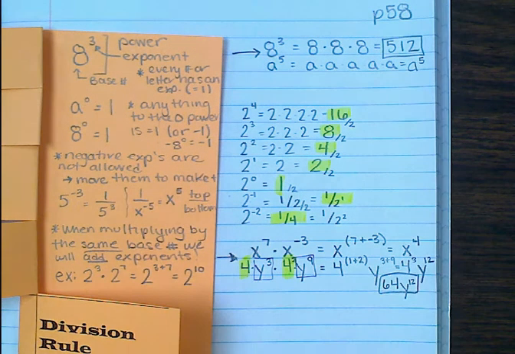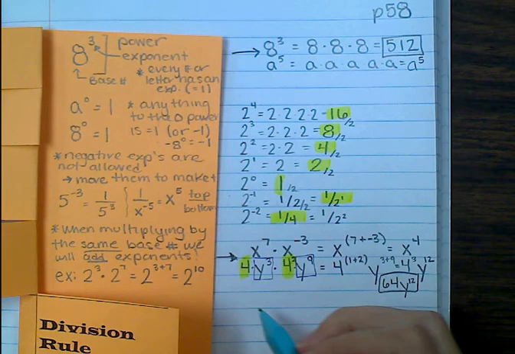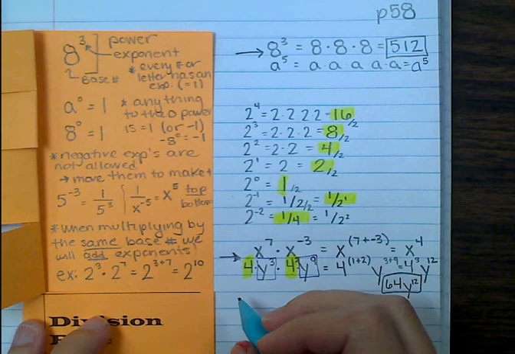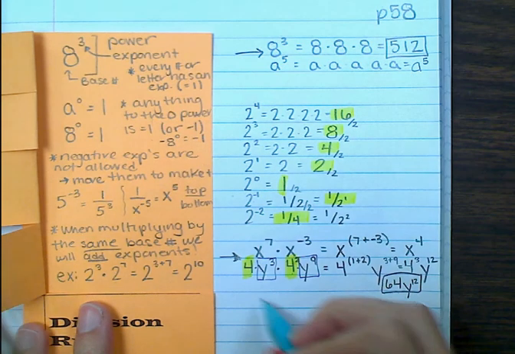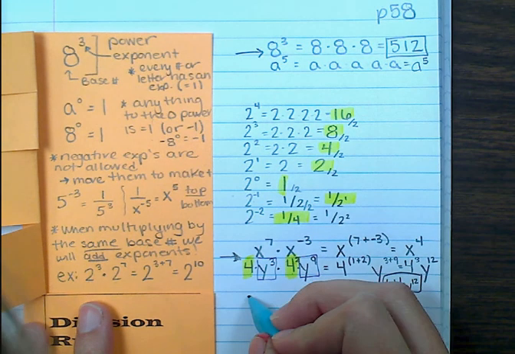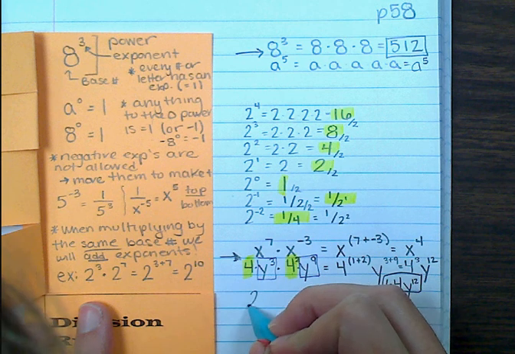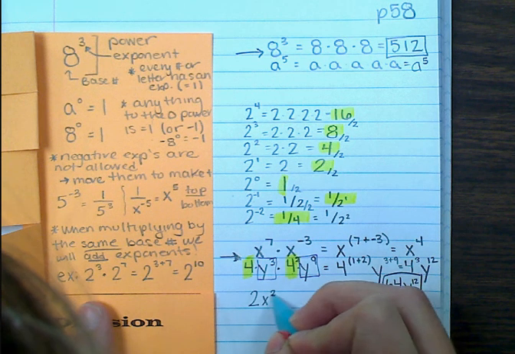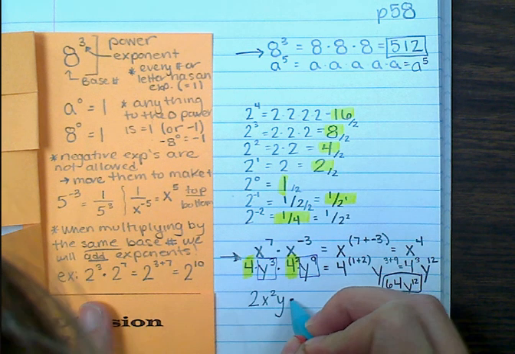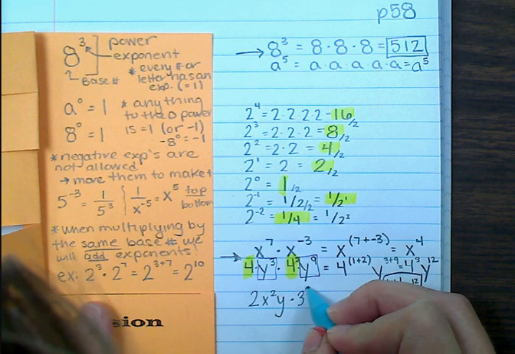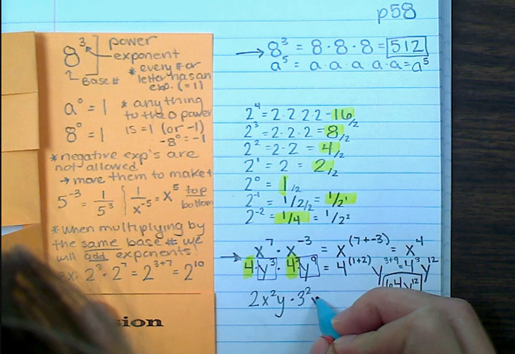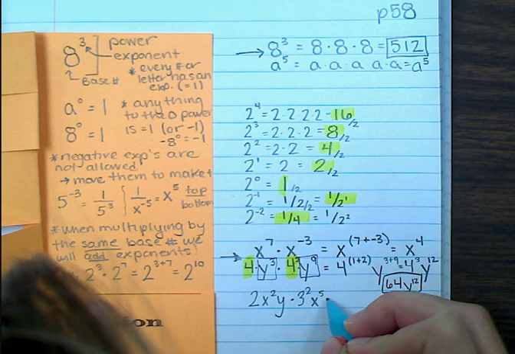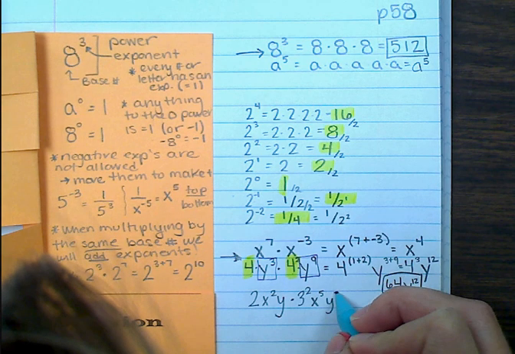Okay. One other example that I want to show you, just because multiplication is not hard, but it can get confusing when there's multiple things going on. Let's say, for instance, I have something like 2x to the 2nd y times 3 squared x to the fifth, y to the negative first.